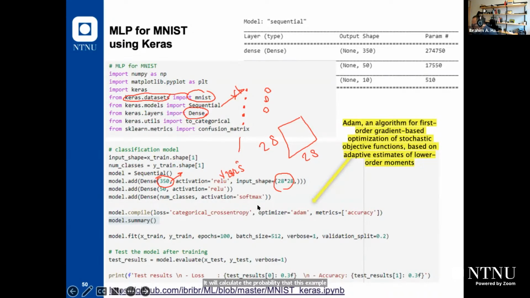So now we build our model. We use the sequential API. We added 2 hidden layers and 1 output layer. So this one is 2 hidden layers, and this one is 1 output layer, or people call it the softmax layer.